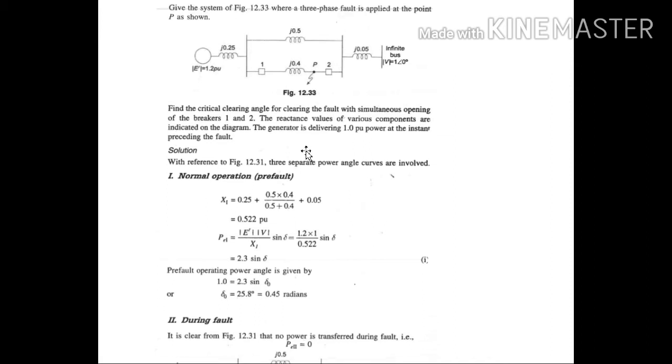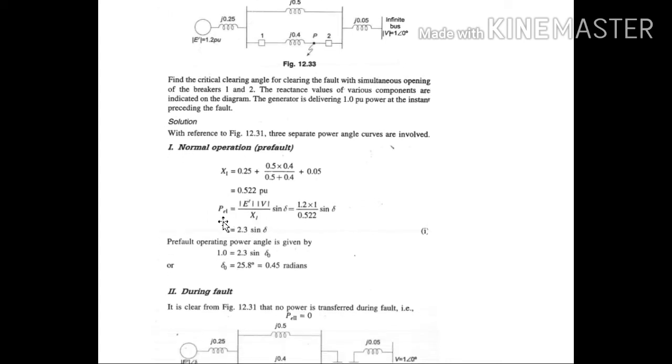The first condition that we have to consider is the healthy condition. For healthy condition, find out the total reactance of the transmission line first. What we observe is that this reactance value is in series with the parallel combination of these two reactances, and it is in series with this one also. By doing so, we obtain the value as 0.522 per unit. Again, the common expression for finding the value for PE1 is EV by x1 sin del. Substituting the values, we obtain the expression 2.3 sin del.